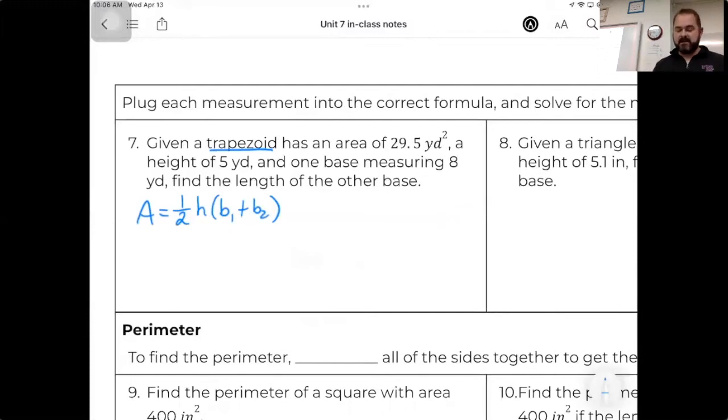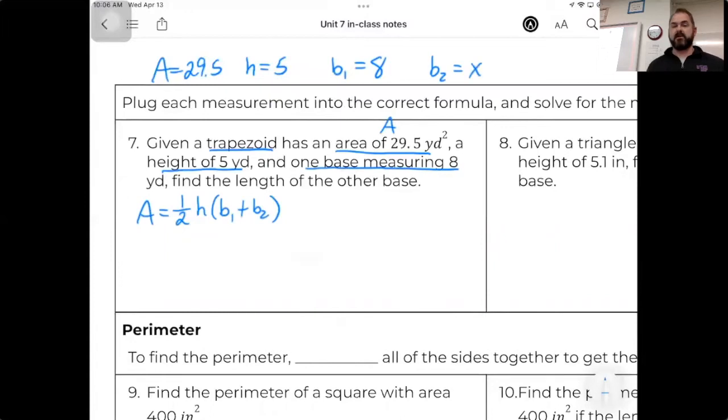But this time they tell you it has an area of 29.5, so that's my capital A. It has a height of 5 yards, that's your H, and it has one base measuring 8 yards. That could be B1 or B2, it doesn't matter. I'll call that B1. Okay, so if you're keeping track, A was 29.5, H was 5, and B1 is 8. So B2, I'm just going to call that X. I'm going to look for X here.